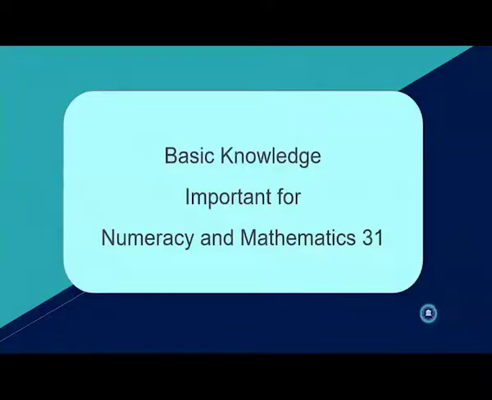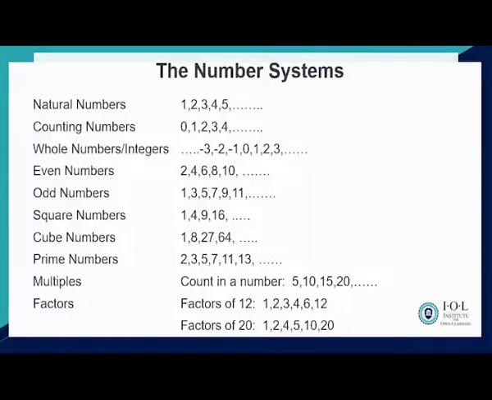So let's look at the basic knowledge before we start at study unit 1. You need to know the number system. Go and make a big circle and draw the different number systems for yourself. Natural numbers start at 1, all the whole numbers from 1 upwards. Counting numbers start at 0. The whole numbers can be all whole numbers, positive, negative, as well as 0, which we call a neutral number.